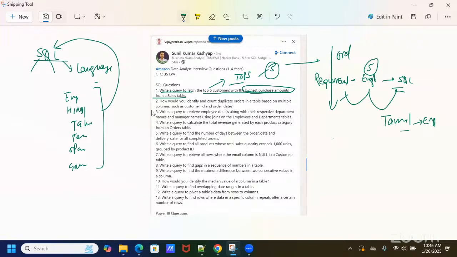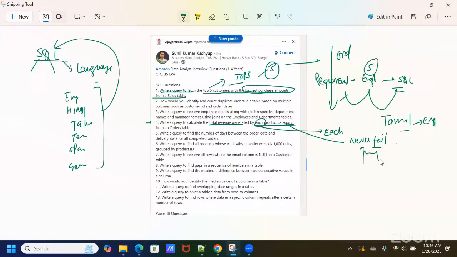See this question number 4: each product. Understand this word, this is a trick. Whenever you see the word each in any SQL query, this trick will never fail. Remember everyone, this trick will never fail. Whenever you find a question that contains the word each, it means group by. Write a query to calculate the total revenue generated by each product category, meaning group by product category.